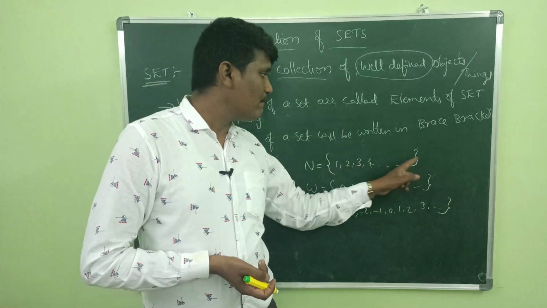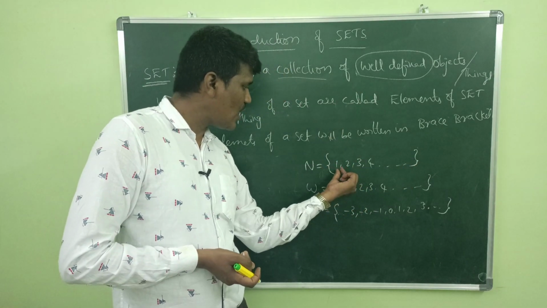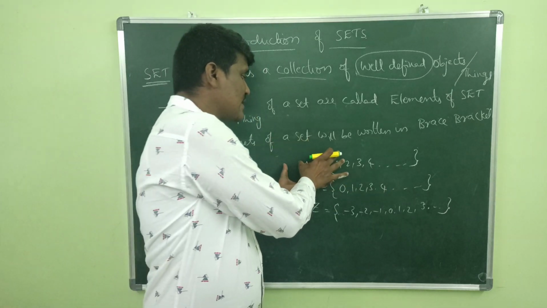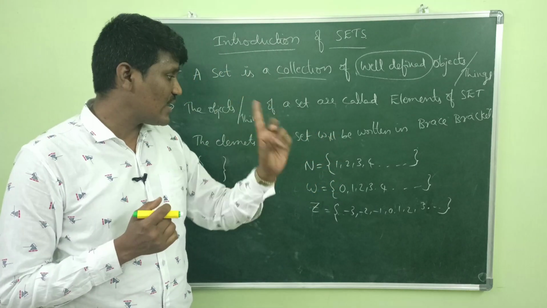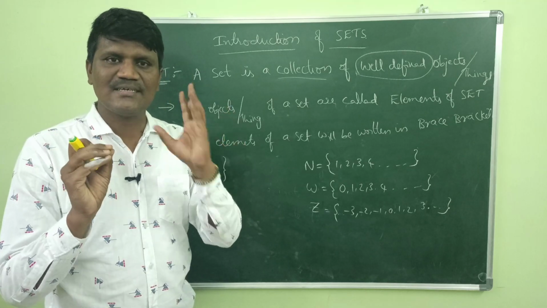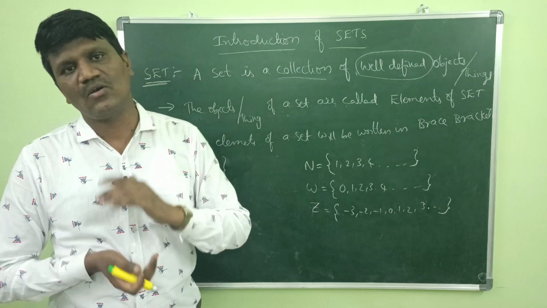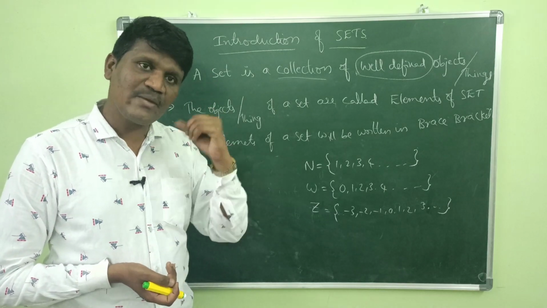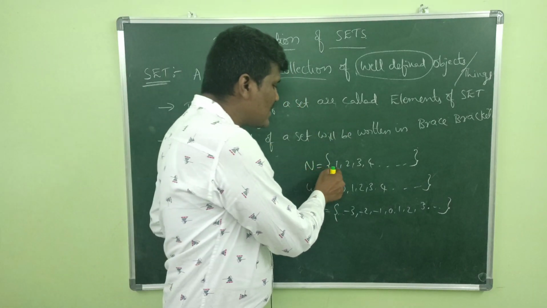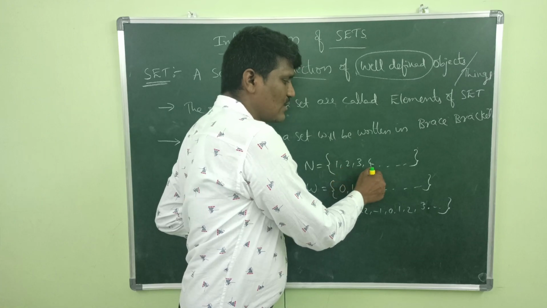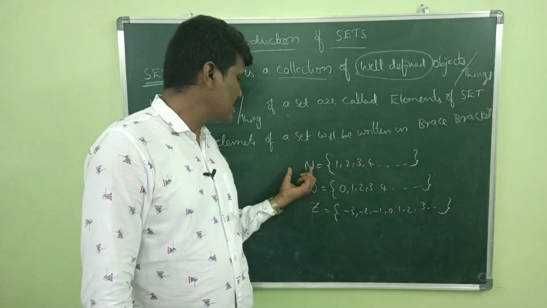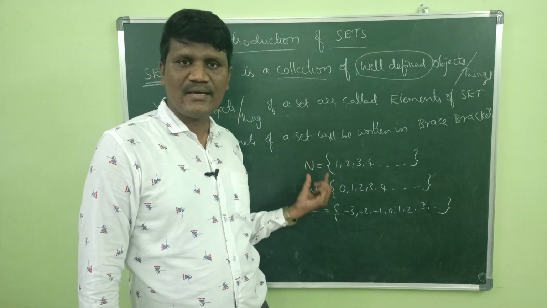So this is called a brace bracket, and the objects 1, 2, 3, 4 are called elements. This is a set of natural numbers, and we are denoting it by N, W, Z. That means every set is denoted by capital letters. Every set we name with capital letters, and the elements in the set are separated by commas.